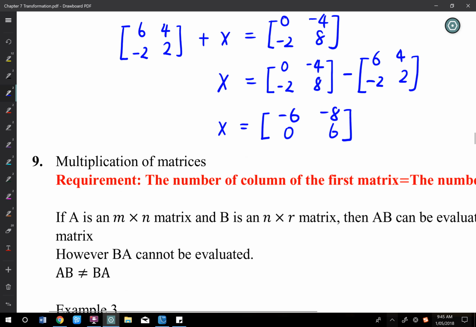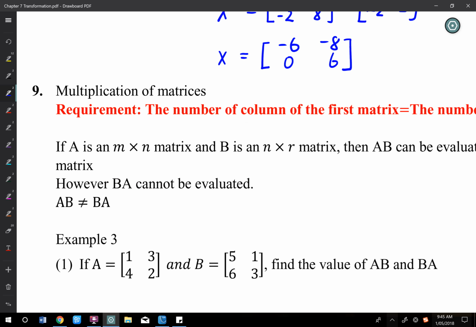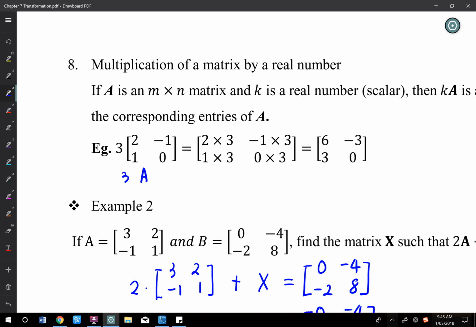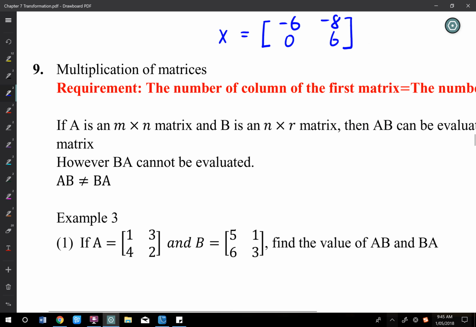Alright, last thing we'll do, multiplications of matrices. This multiplication is different from this multiplication. This multiplication is the matrix times the real number, like a scalar factor. We just enlarge everything by that scalar factor. But what we mention here is matrix times matrix.